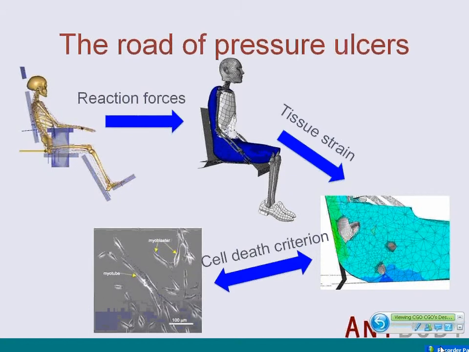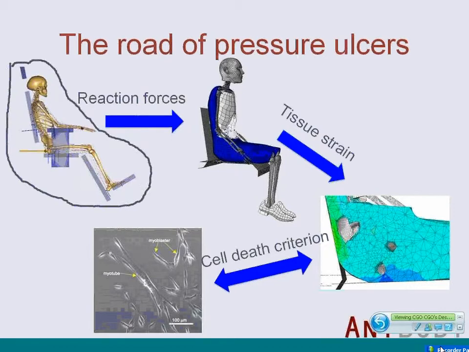So moving on a little bit, this presentation will look like this. I showed the picture here, and we'll start over here, where we have a computer model sitting in a chair that can calculate reaction forces between the seat and the body. Those reaction forces are then transferred into this model over here, which is another type of model. I'll go into these areas.